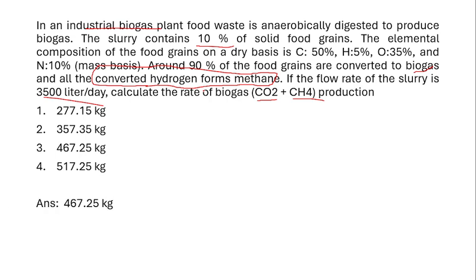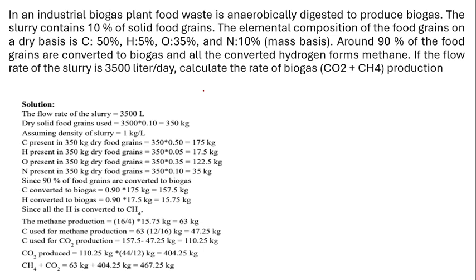We are going to use a stoichiometric balance to find the biogas amount. The right answer is 467.25 kg. We will look into the solution now. First we will write the data given. In a biogas plant, the input of the slurry is 3,500 liters per day. So the flow rate is 3,500 liters.